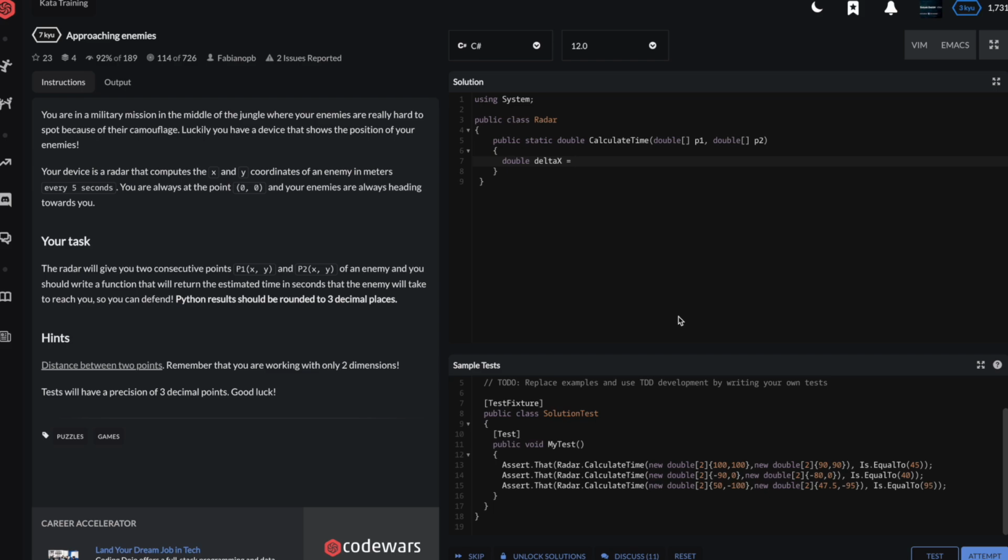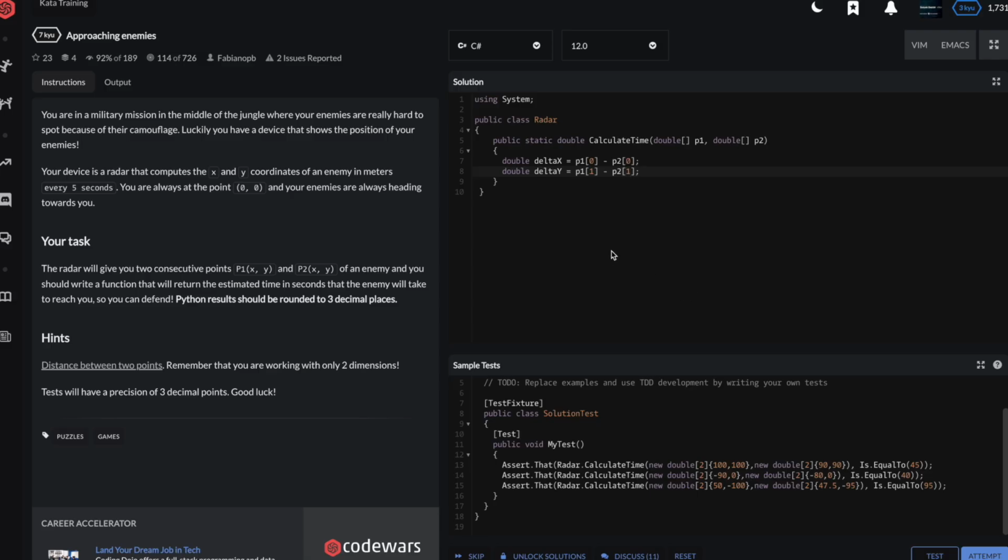Anyway, the first value will be the x value, so I'll say P1 at position 0, index 0, minus P2 at position 0. And similarly, we need that delta y too. Delta is a term we use in science and engineering. It just means a change, like a difference in values. So I'll say P1 at index 1, the second value. Remember, we index arrays with 0-based numbering, so element 1 is the second item.